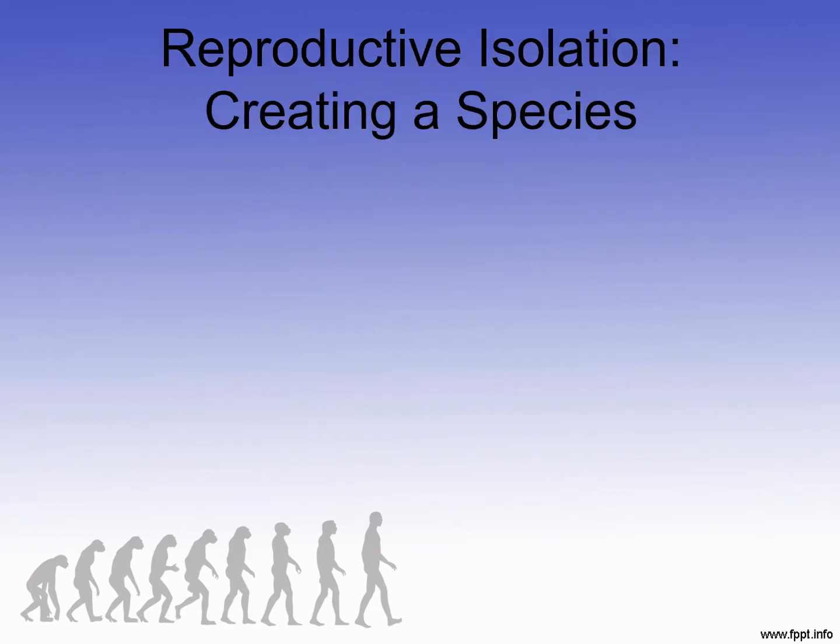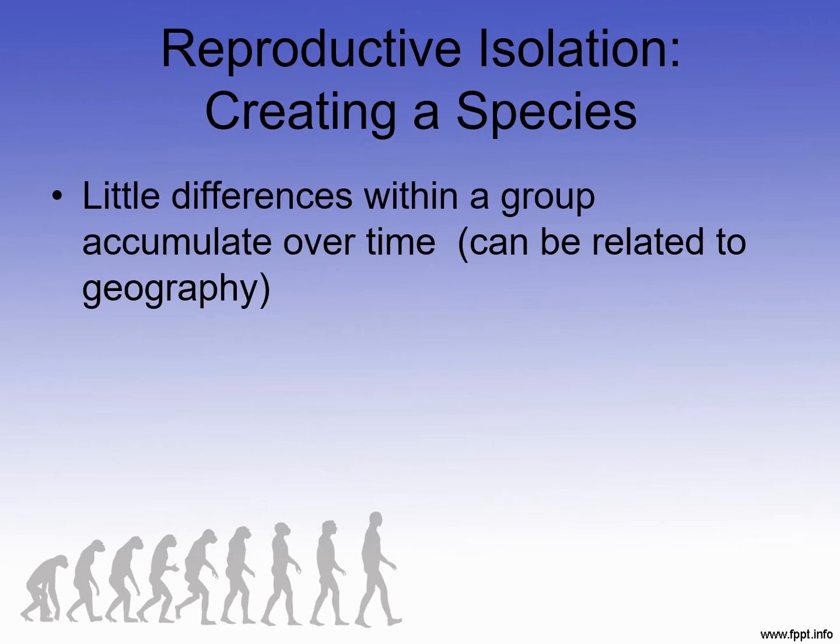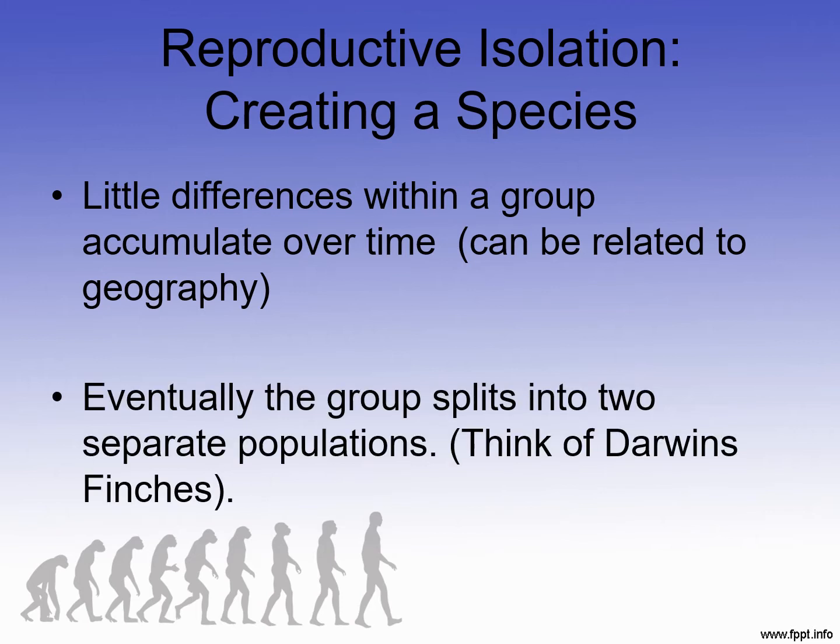So in terms of creating a species, you have reproductive isolation, and essentially this is one method in which you can create new species. Essentially you have a group that becomes isolated from the rest of the members of their species, and over time little differences within a group will accumulate, and eventually two species will form out of one species, right? So eventually the group splits into two separate populations. So think of Darwin's finches in this case.